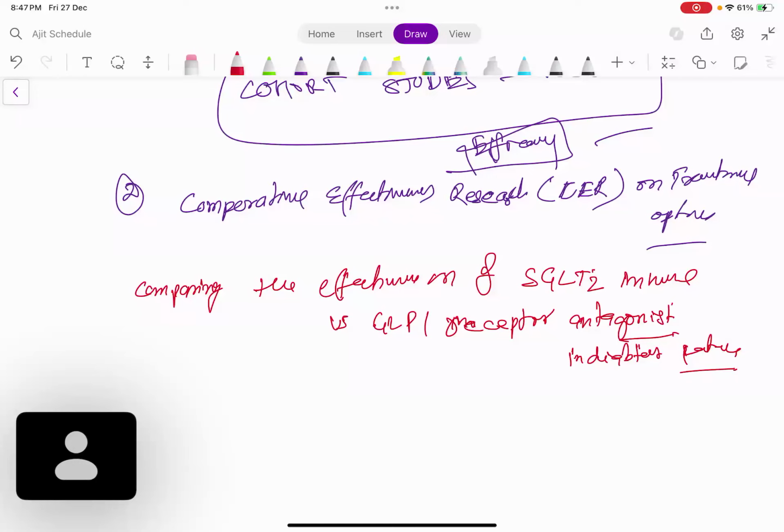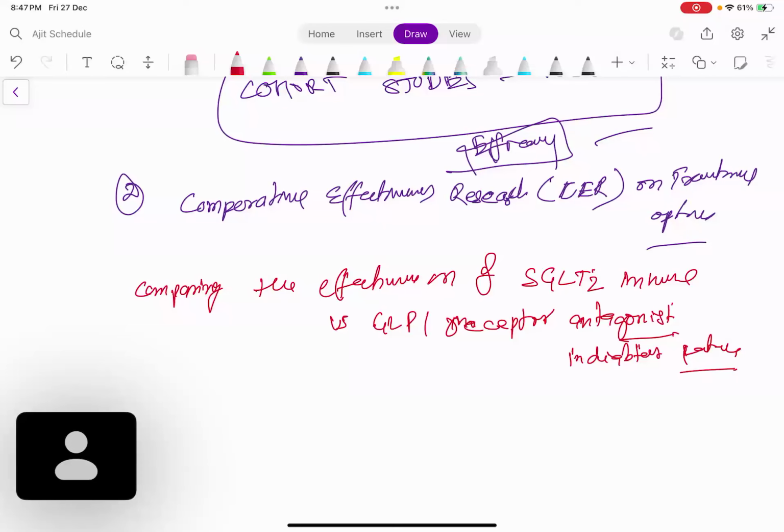GLP-1 receptor agonists. Now, what will you do when we are talking about a CER study? You will compare the therapeutic outcomes of two or more treatment options in the same condition. In the same condition, you can give two or more treatments.